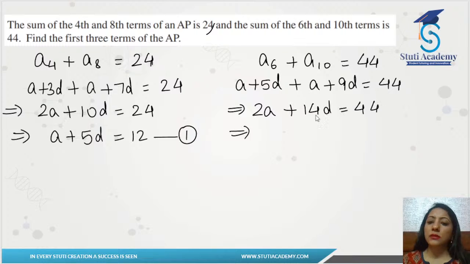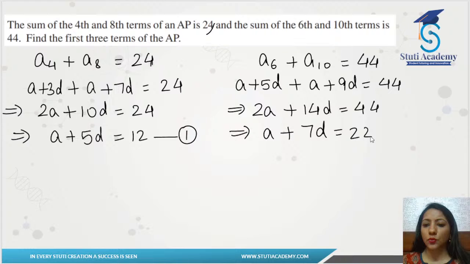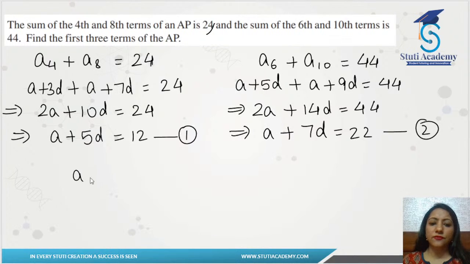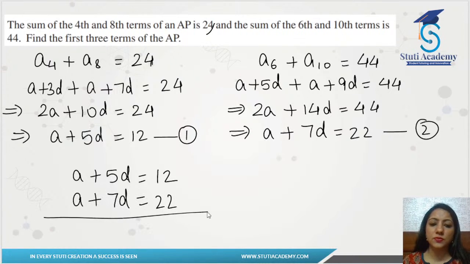So here we are going to divide by 2 throughout, the same thing as we did in the previous step. We'll get a plus 7d is equal to 22. That's the second equation. Now we have equations 1 and 2, and we are going to solve for a and d here. So this is the first equation, a plus 5d is equal to 12, and this is a plus 7d is equal to 22.